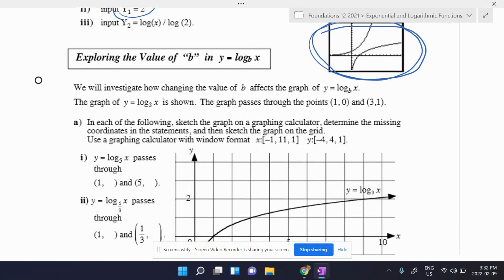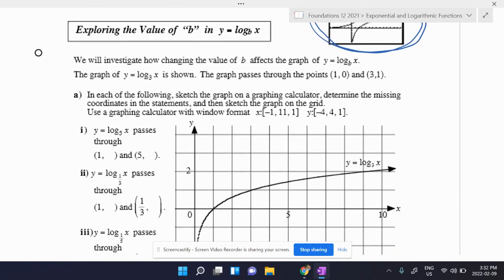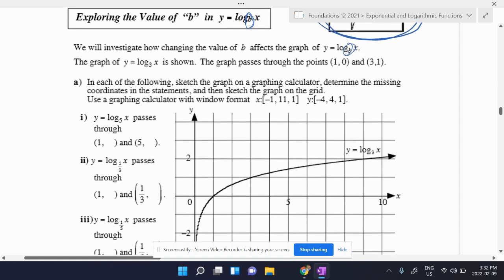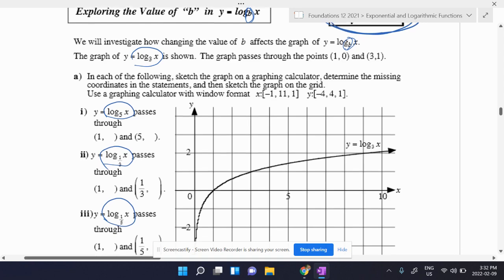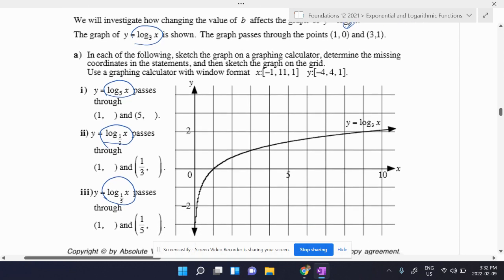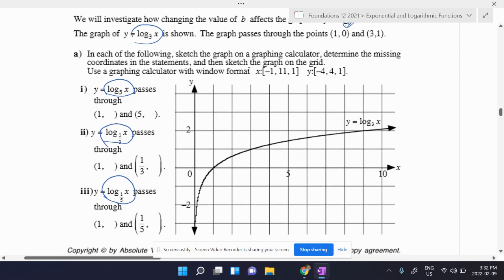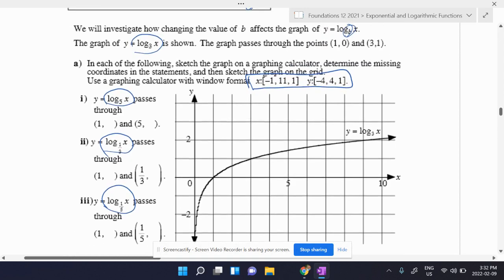All right. So next I want you to look at b with me. So log base b, we're going to investigate what that b does. Okay? So the first thing I want you to do is to put in log base 3 of x, log base 5 of x, log base 1/3 of x, log base 1/5 of x into your calculator. When you have that done, set your window to -1 to 11 and -4 to 4. And then turn me back on again.